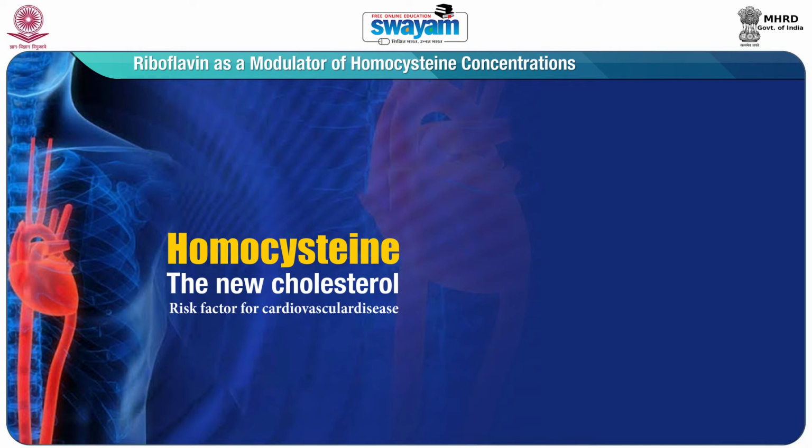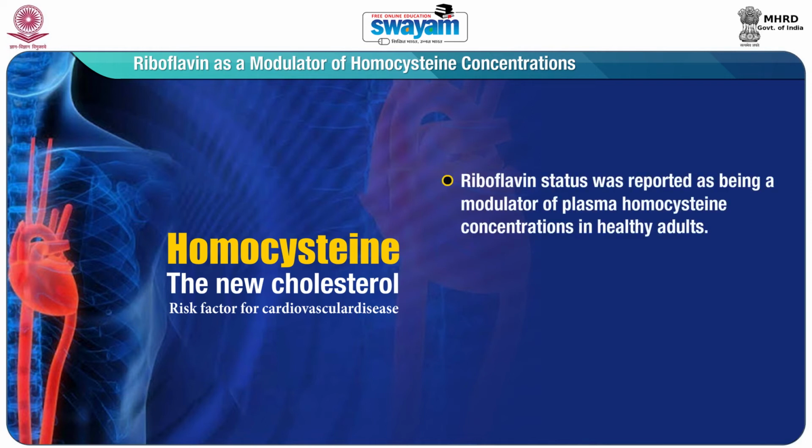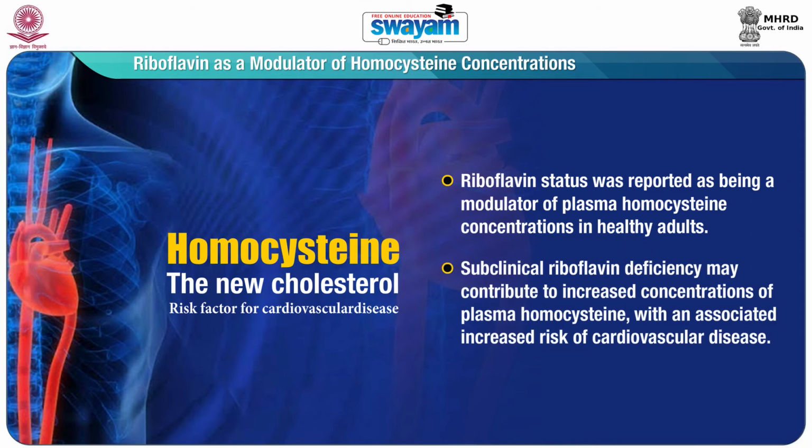In recent years, there has been much interest in the importance of plasma homocysteine as a graded risk factor for cardiovascular disease. Riboflavin status was reported as being a modulator of plasma homocysteine concentrations in healthy adults. Subclinical riboflavin deficiency may contribute to increased concentrations of plasma homocysteine with an associated increased risk of cardiovascular disease.